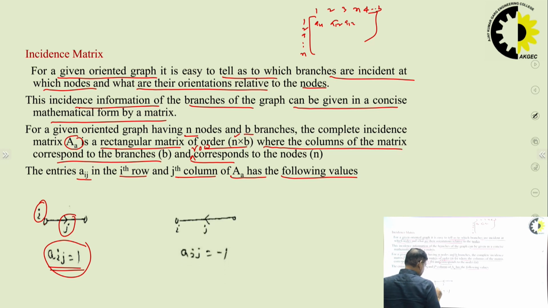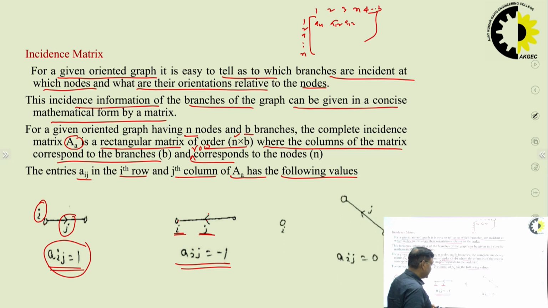Here this branch A is incident at node 1 and its orientation is towards node 1. So this is branch J and this is the node I. So branch J is incident at node I and its orientation is towards the node, so it will be -1.